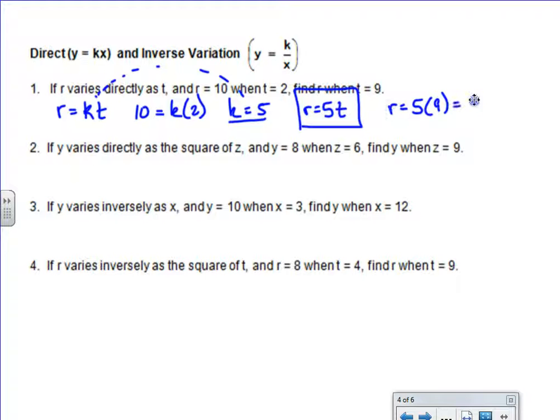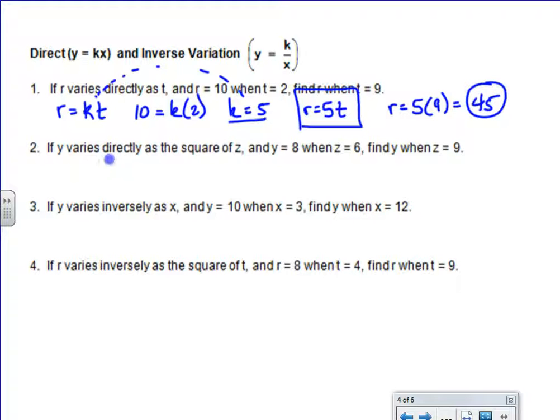So these problems have a multitude of steps because you need to set up the original skeleton. You need to substitute in values that they give you as clues. You need to find the constant of variation. Then you got to go back and set up the actual equation with the known constant, and then use that new equation to find a final answer.